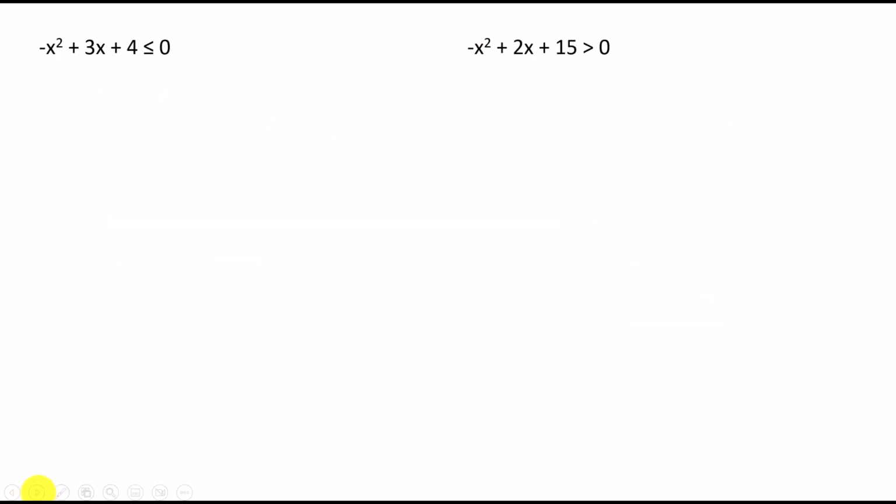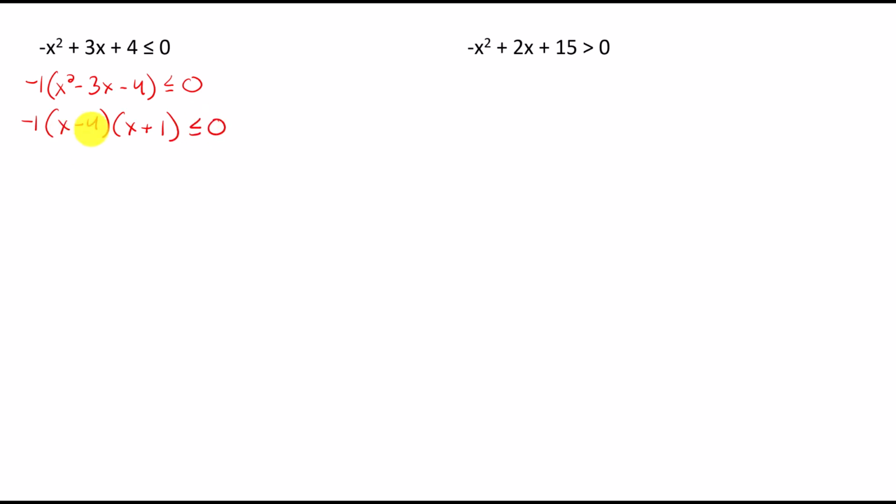Okay, I want you to take a minute and pause the video and try this whole problem. Okay, when factoring, if this has a negative in front of it, we want to take a -1 out as a greatest common factor. And now I can factor the inside. And when you factor that, you should have x minus 4, x plus 1. And then we have less than or equal to 0.